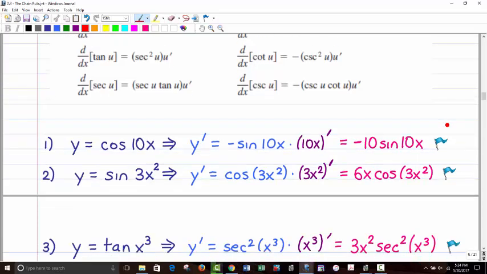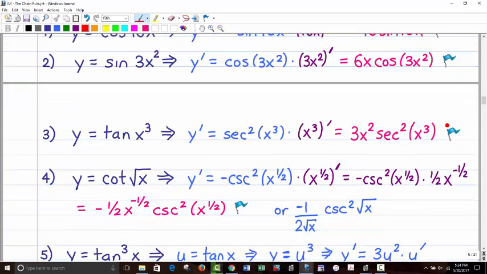All right. So how about the next one? Tan of x cubed. No problem. It'll be sec squared of x cubed times the derivative of x cubed, which will be 3x squared. So the derivative of tan of x cubed would be 3x squared sec squared x cubed.